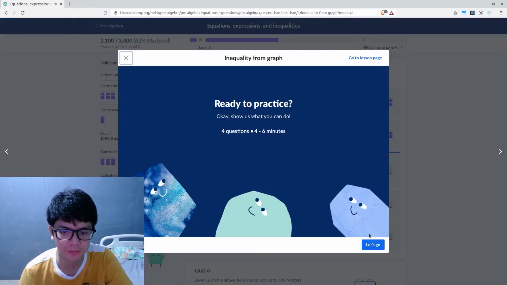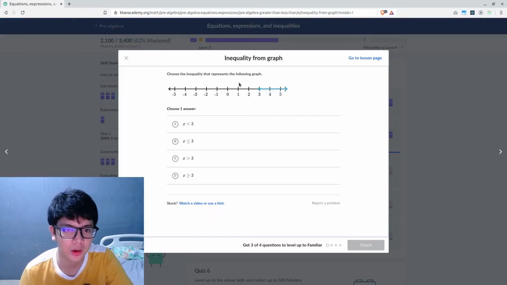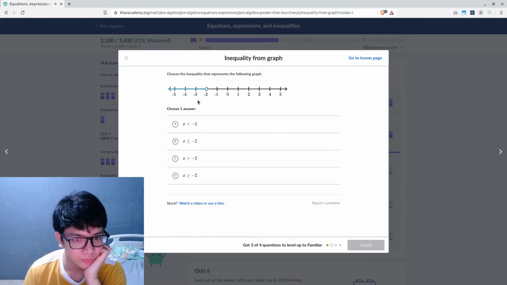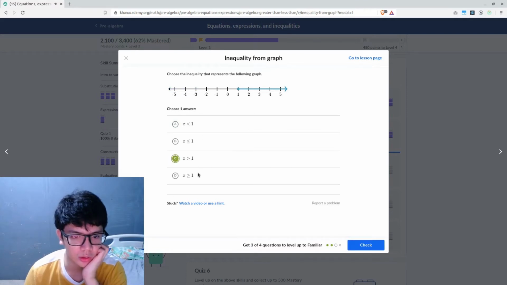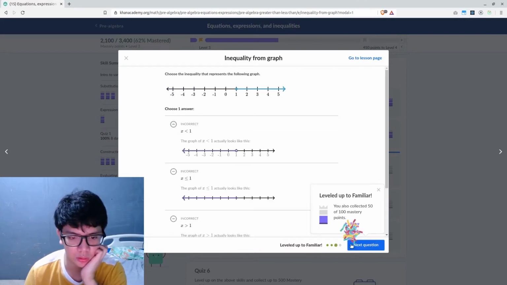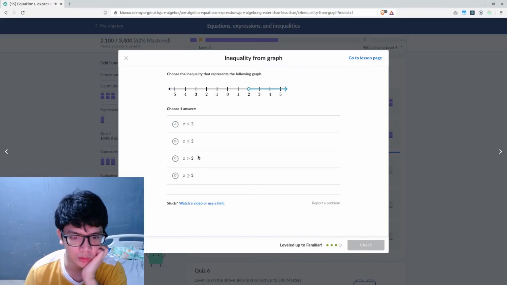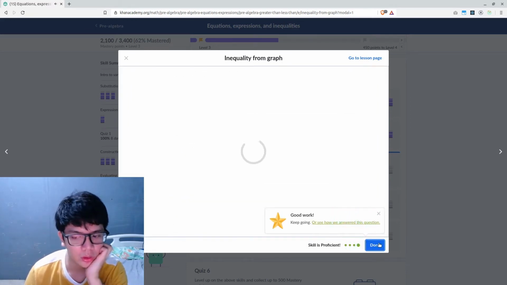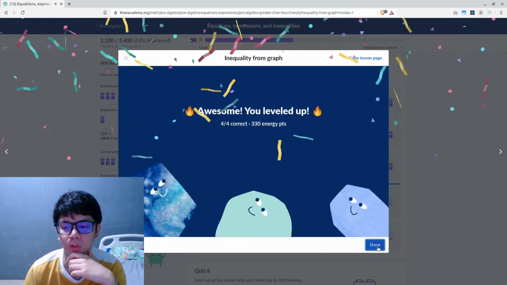Inequality from graph. Write the inequality shown by the following graph. Oh, okay. So this is x is greater than or equal to 3. Now this x is less than negative 2. Greater than or equal to 1. We have greater than 2. Okay. Cool.